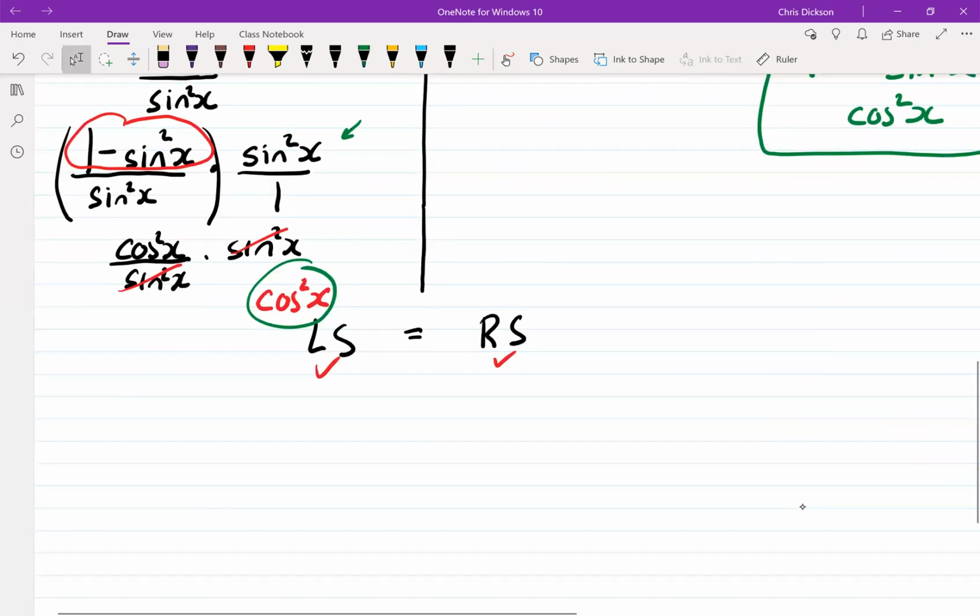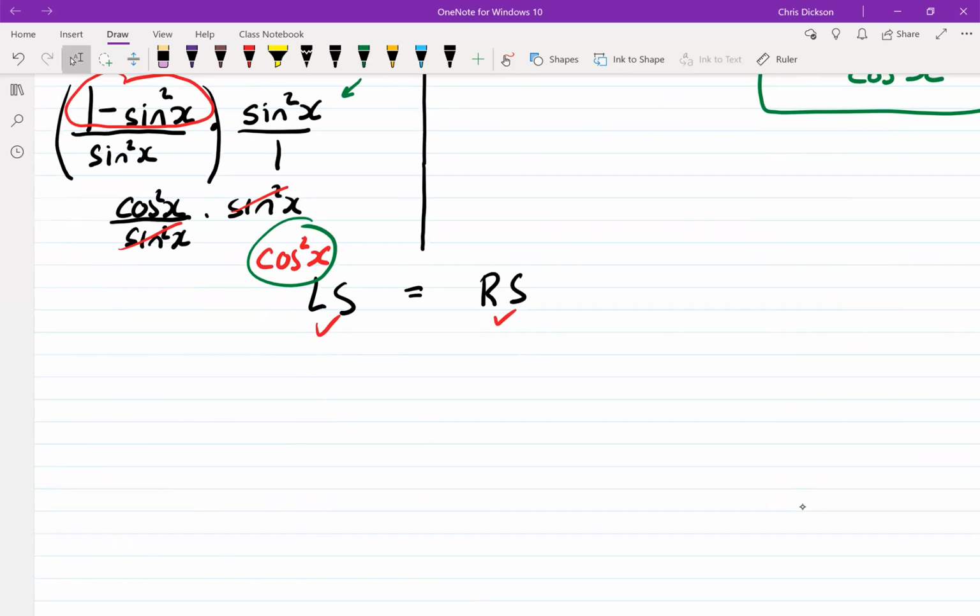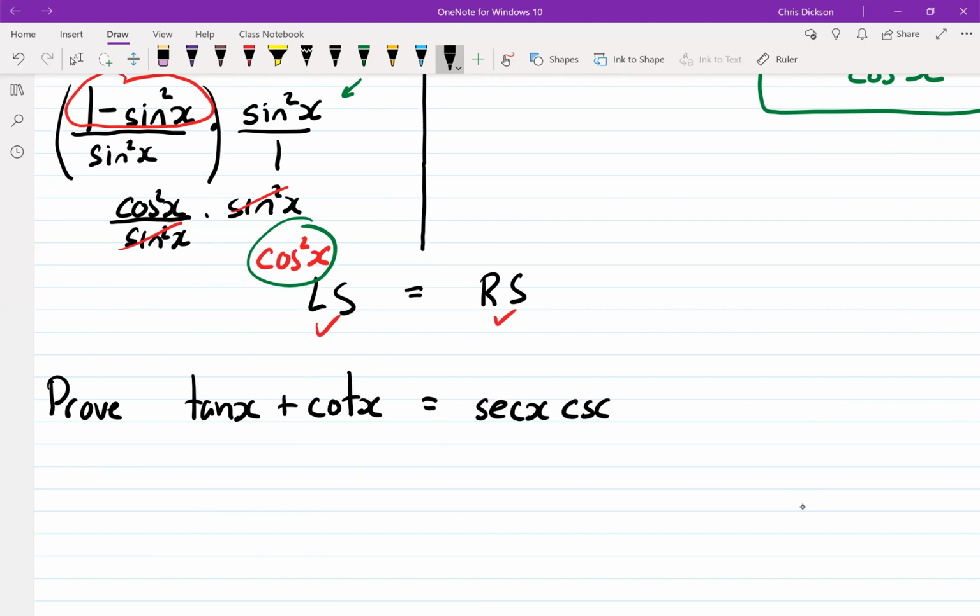Okay, so let's take a look at a different question. Let's try, that looks kind of fun. Let's try proving that tan x plus cotan x is equal to secant x multiplied by cosecant x.